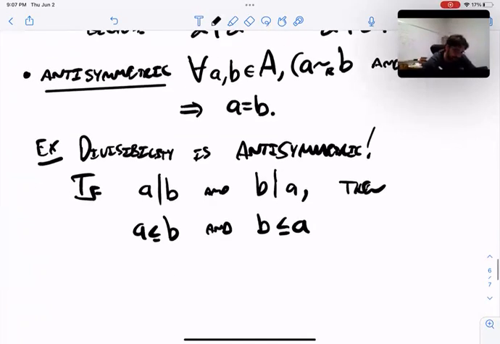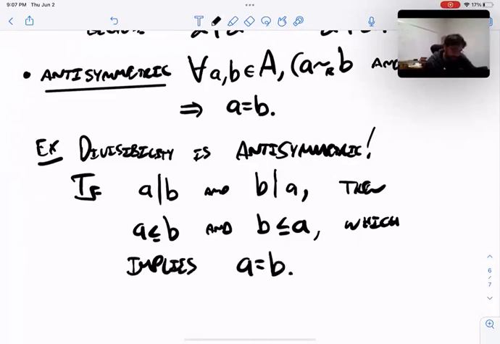So now if A is less than or equal to B and B is less than or equal to A, then what do I know? I know that A equals B. So that's an example of being antisymmetric. Now, this still works if one of them is zero. Zero only divides itself. So if zero divides zero and zero divides zero, then zero equals zero. So it still works in the case where it's zero. The argument maybe there is a little different.